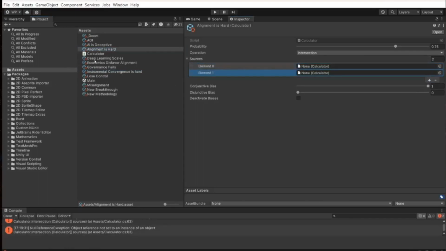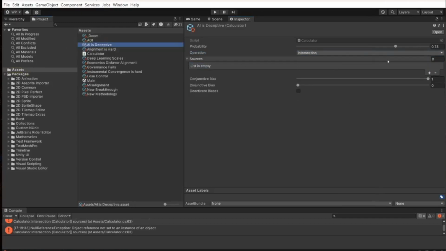And so then I take both of these, put them in, and then the next decision to make is: is alignment is hard the intersection of these events? That means it requires all of them to be true, or does it just require one of them to be true? I would say that's a union of events. So then I would set the probability of each of these. Let's say I think the chance of AI being deceptive is pretty low. And then the chance of instrumental convergence is maybe even lower.